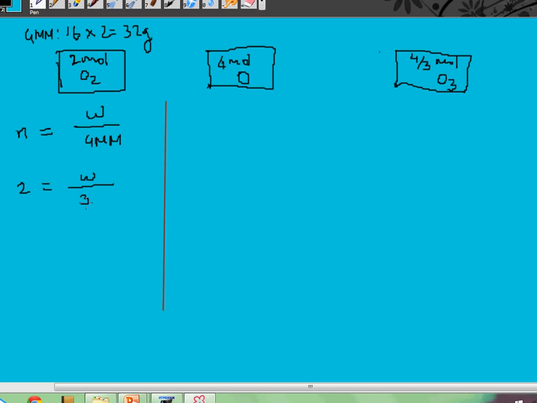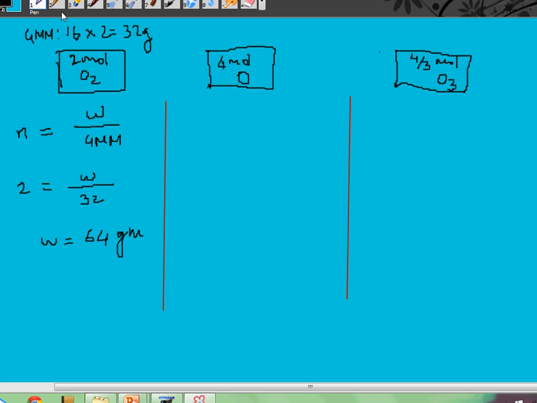So W divided by 32. So W is equal to 64 gram. Okay, so the mass inside the container is equal to 64 grams. So that's our answer for the first part. Let's look at the second part now.